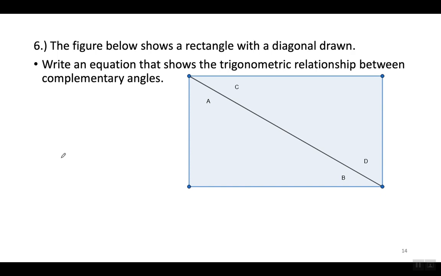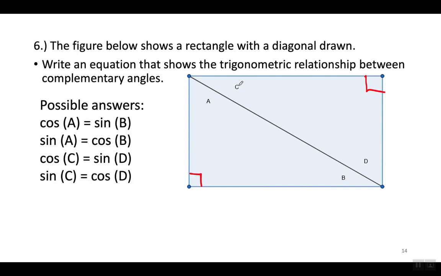Okay, number 6, the figure below shows a rectangle with a diagonal drawn. Write an equation that shows the trigonometric relationship between complementary angles. Okay, so look, first of all, we have a rectangle. Now, the definition of a rectangle is that all 4 angles are 90 degrees. So why am I telling you that? Because that tells me that this is a right triangle and this is also a right triangle.